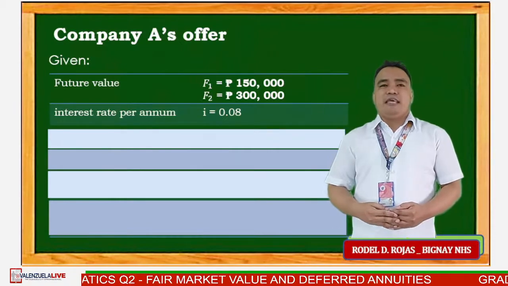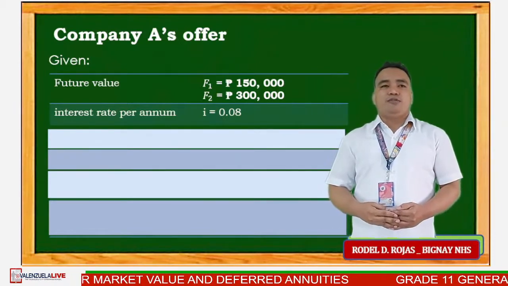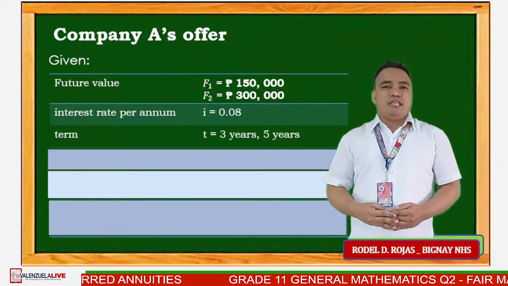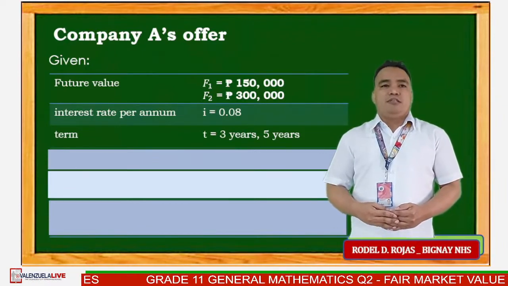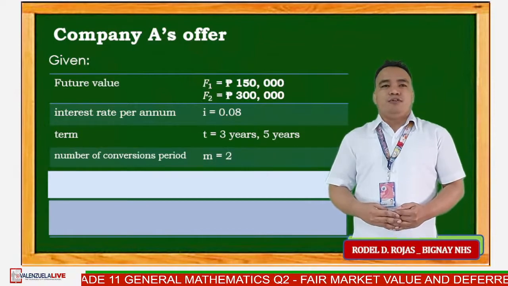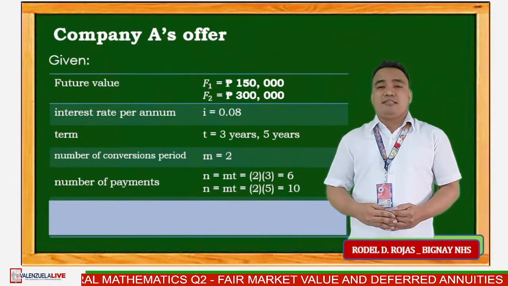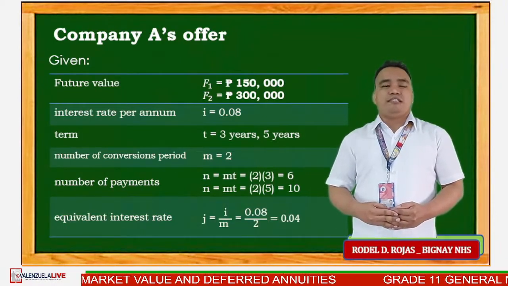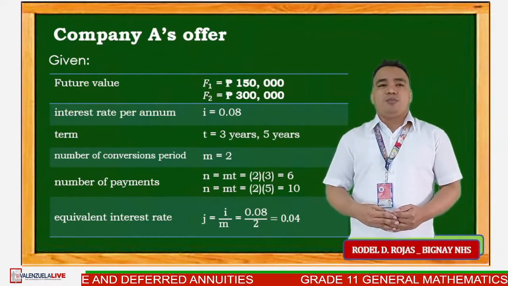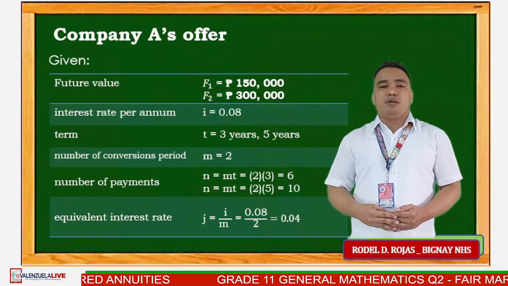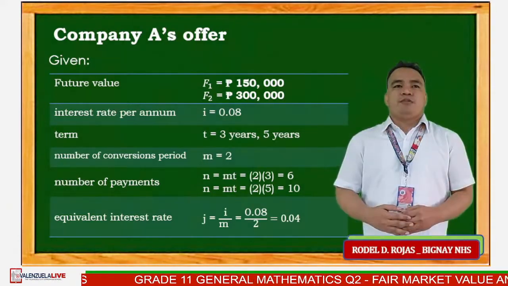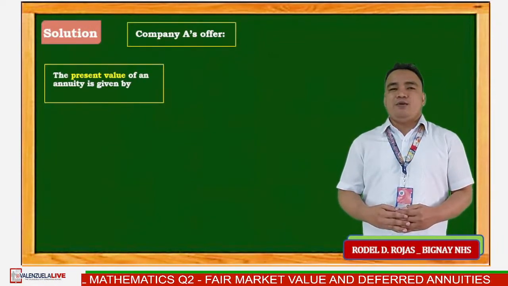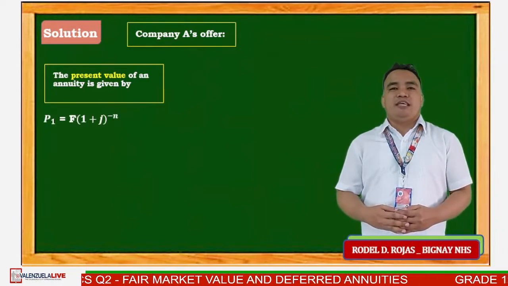The interest rate, which is 8%, converted into decimal, 0.08. Therefore, I equals 0.08. Term is 3 years and 5 years. The number of conversions, M equals 2. The number of payments, N equals 6 and 10. Next, the interest rate per period, J equals I over M, or 0.08 over 2, or J equals 0.04. For the solution, the present value is given by the formula P equals F times the quantity of 1 plus J raised to negative N.